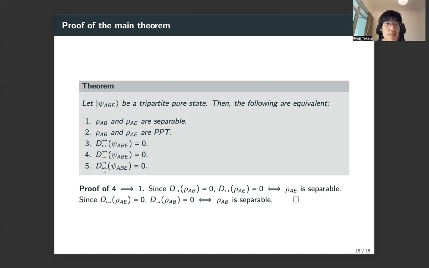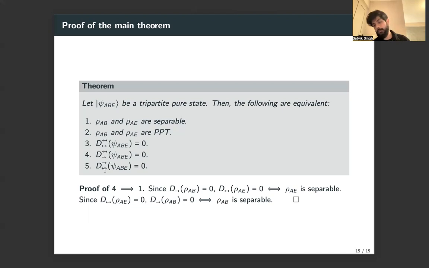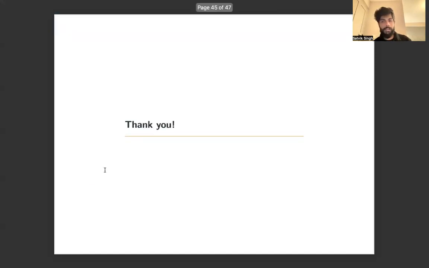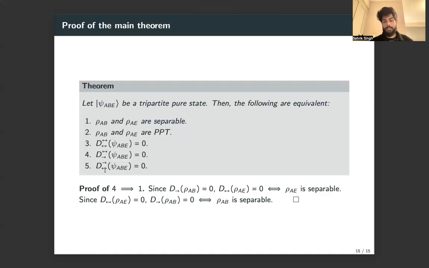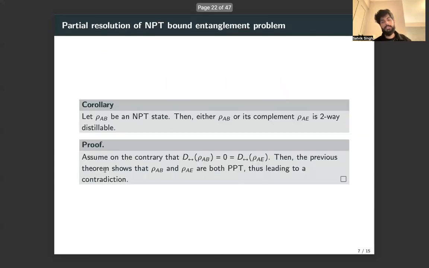Is there any other question? Well, if there are no questions, let me just say that the actual NPT bound entanglement problem is still open. I think I forgot to add an open problem slide. So this is a partial resolution of the NPT bound entanglement problem, but it's only partial and the actual problem is still open. And the problem is to tell whether every NPT state is two-way distillable or not.